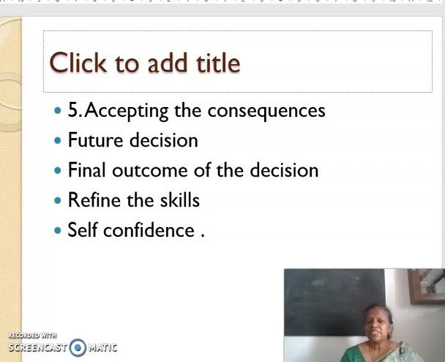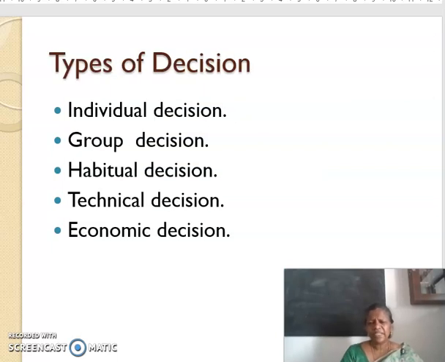You understand? So this is called accepting the consequence. Whether the decision is good or bad in your life, you have to accept it, because you have taken a decision in your life. It is the final outcome of the decision, and it helps you to refine the skills, and it brings self-confidence among you. Understand? So these are the steps in decision making.